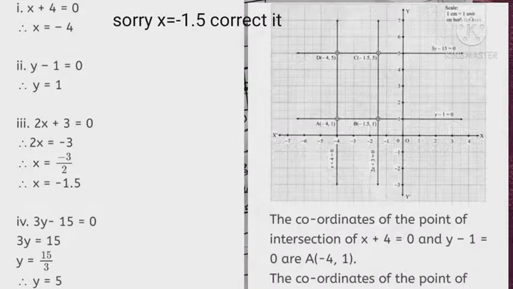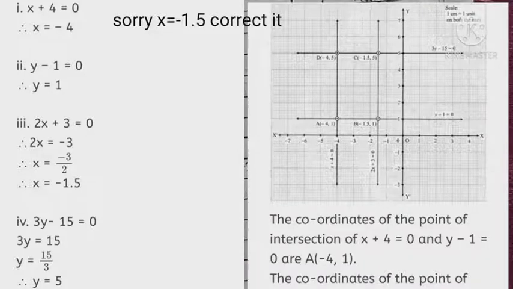Okay. So here we have plotted all the equations in the coordinate system. x is equal to minus 4. Second, x is equal to 1.5. See here. Next, y is equal to 5. Okay. And y is equal to 1. The y equal to a constant type of equation is parallel to the x-axis. The x equal to a constant type of equation is parallel to the y-axis.